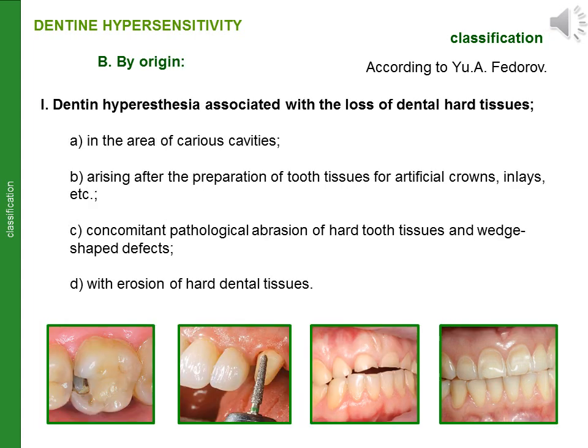Group B, by origin. First, dentin hypersensitivity associated with the loss of dental hard tissues: in the area of carious cavities, arising after the preparation of tooth tissue for artificial crowns, inlays, etc., concomitant pathological abrasion of hard tooth tissue, and wedge-shaped defects, with erosion of hard dental tissues.